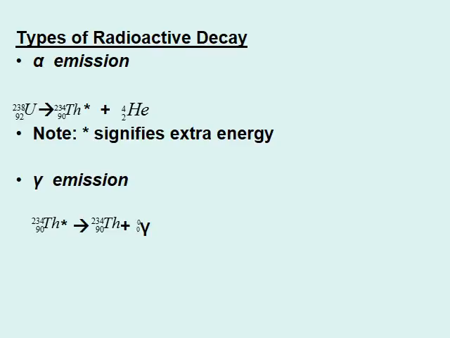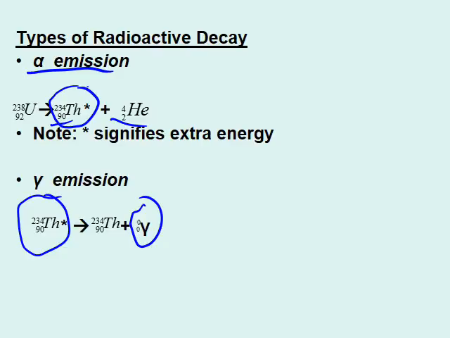Now, there are different types of radioactive decay. Alpha emission is one of them. So here you see the example, uranium-238 changes to thorium. Then thorium still has extra energy, and that's what we show by an asterisk on the top. It cools off by getting rid of its extra energy, and most of the time that extra energy is given off by emitting energetic radiation. In this case, the gamma emission takes place, and that's how thorium would not have that extra energy.